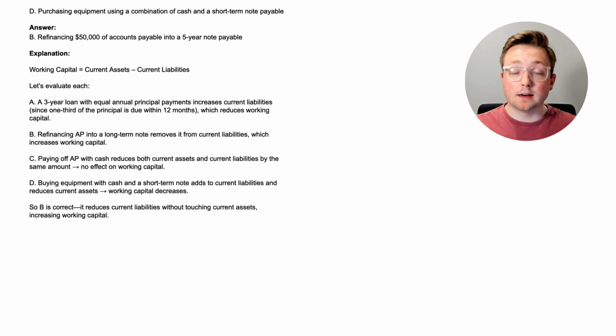So we were able to see there in this question what different things might affect current assets and current liabilities that would in turn affect the working capital. Now with that, let's go to the next question.